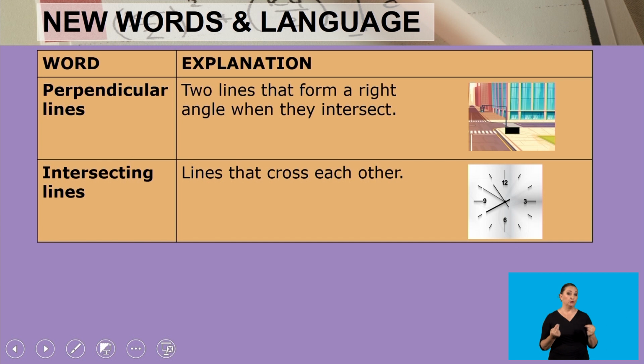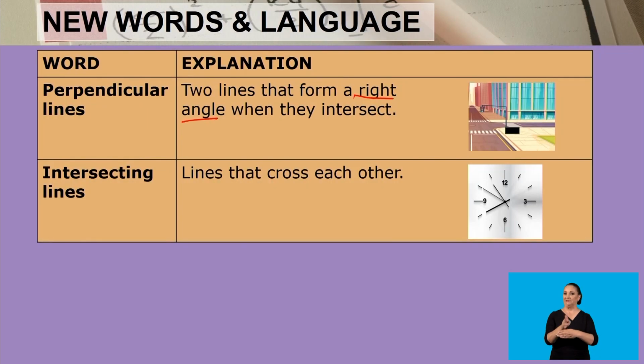New words that we had today: the first word was perpendicular lines, which is two lines that form a right angle when they intersect. And we referred to something you can always remember, a side junction on a road that joins another, and it joins it at 90 degrees. So the key word there was right angle, which is 90 degrees.